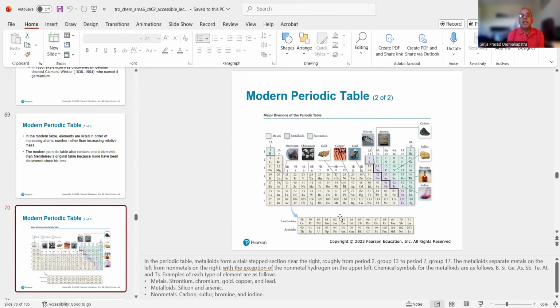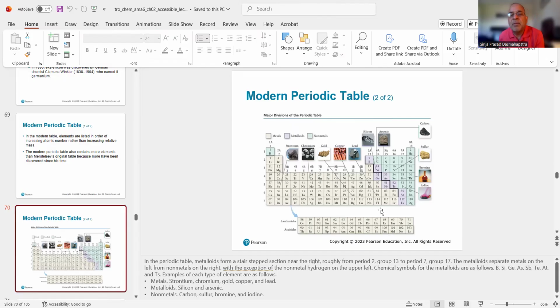That's why they are placed in the lower part of the periodic table. So lanthanides and actinides are metals, and they are very similar in terms of their properties, and each one of them has a unique use in our modern science and modern industries. That's why they have been placed in a separate place, and they are also studied separately.